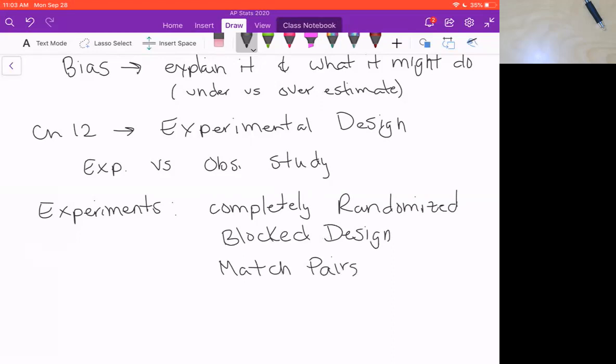So with matched pairs, you match 2 subjects together because they are similar to each other, or you might match a person with themselves. If it's a treatment that they can do separately, or sometimes it's, you know, you got 2 arms, you can do something on one arm versus the other arm, or something on one foot versus the other foot. So, oops, I didn't put ED there, but that's matched pairs.